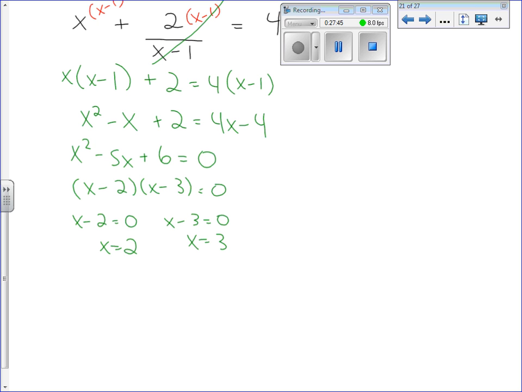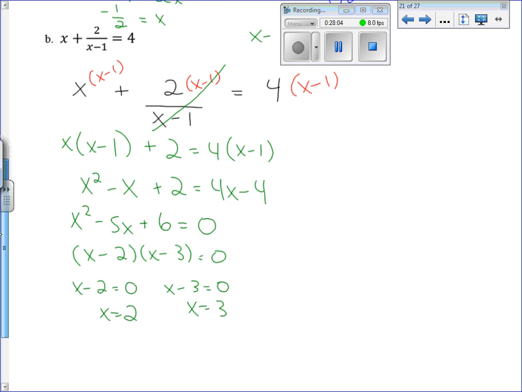Negative x minus 4x is negative 5x. But my x is the 1. You see, it's this times this times this, and then plus 2. You okay with that, Sarah? Yeah.